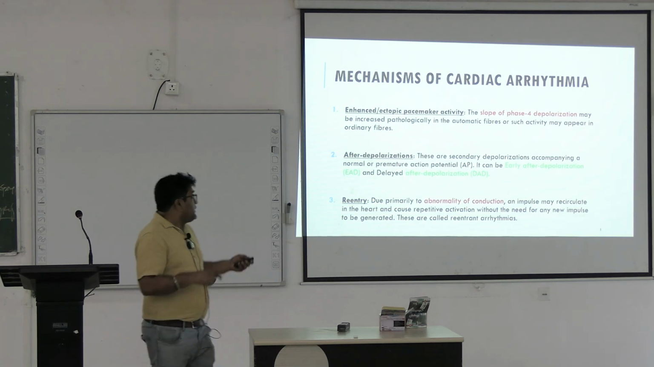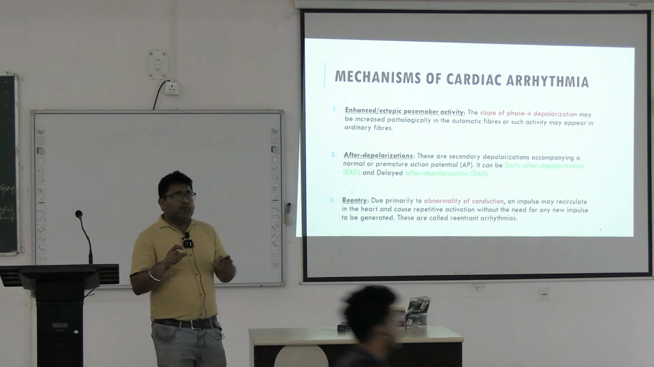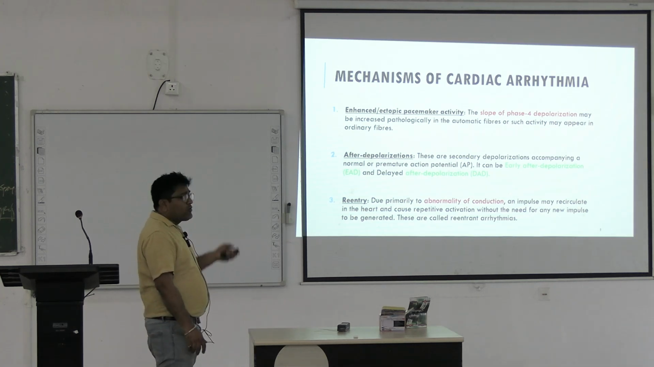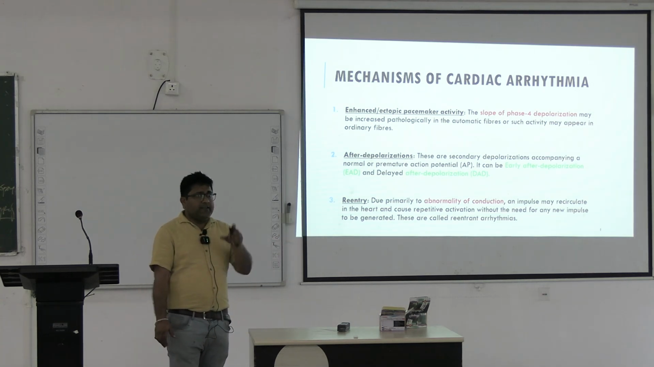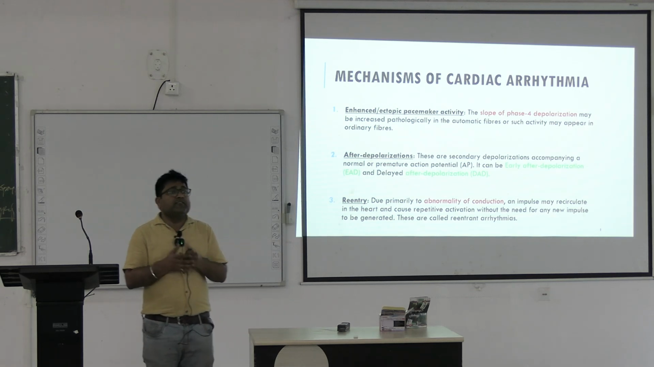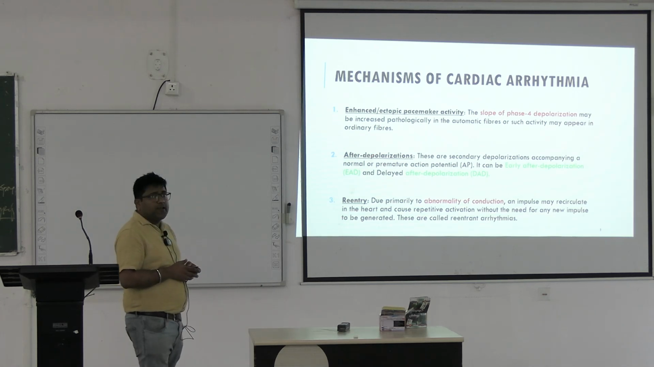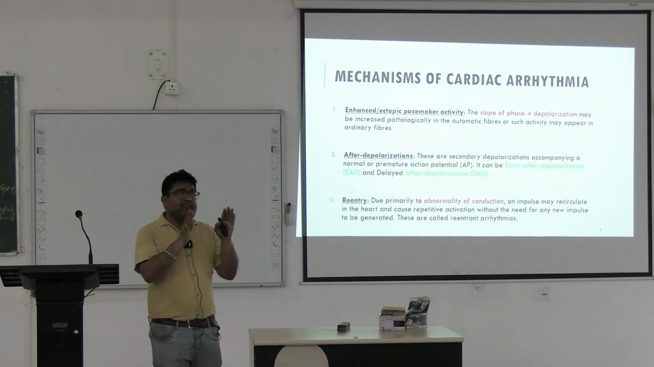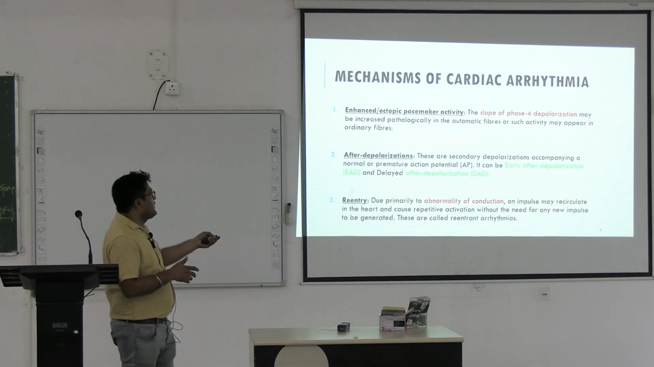Now, as the SA node has the highest pacemaker activity, the impulse generation occurs from the SA node. But for any reason, if this automaticity is enhanced in the SA node or in the other pacemaker cells, then those other pacemaker cells can take over the cardiac pacemaker activity, like in the case of junctional tachycardia. So, cardiac arrhythmia can be due to enhanced pacemaker activity or ectopic pacemaker activity. If a normal cardiac cell, not a pacemaker cell, develops pacemaker activity, we call it ectopic pacemaker activity.